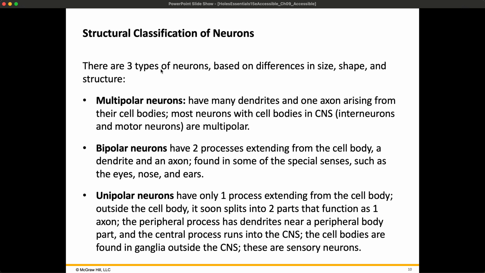Okay, so looking at structural classification within neurons, size, shape, and structure is going to determine their classification. So multipolar neurons, bipolar, and unipolar, that should kind of key you into what they're going to look like. So unipolar have one. These are sensory neurons. Typically, you'll find those in the peripheral nervous system because they're sensory, right? Bipolar are going to have two processes coming from the body. These are a lot of times in special senses. And then multipolar have many dendrites and then one axon.